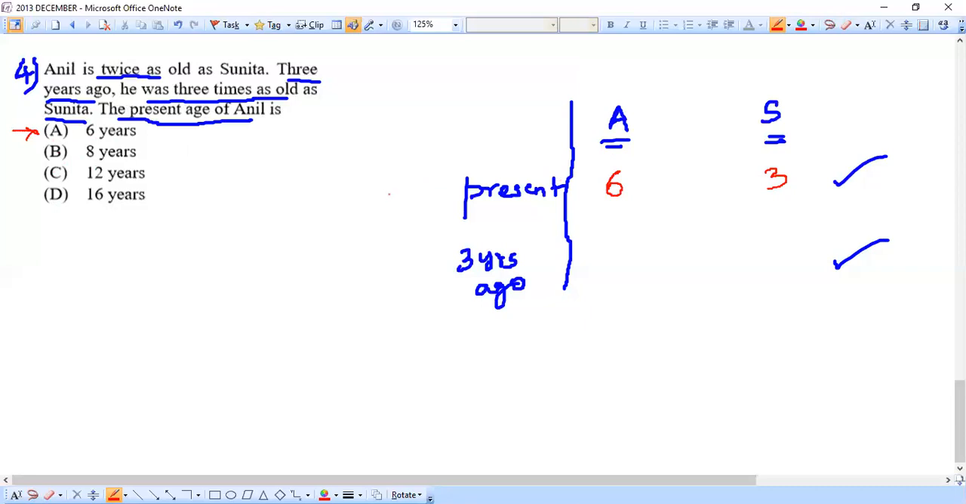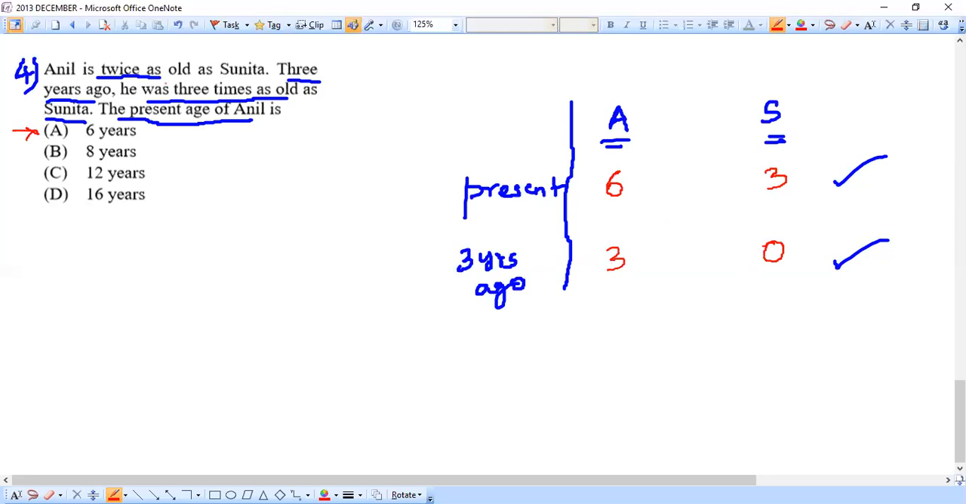Now we should travel 3 years ago. Let's see what happens if we go 3 years ago. In the sense, very simple: each of their ages will be reduced by 3. That means A will become 3 and B will become 0. Because 3 years ago, whatever our present age is, minus 3 we have to do. Then we get the age of the past time. That's what is given.